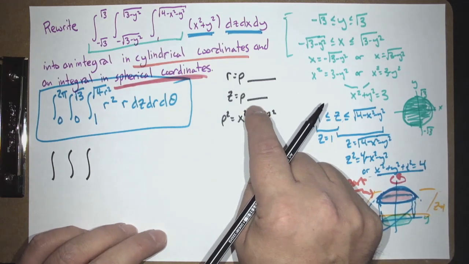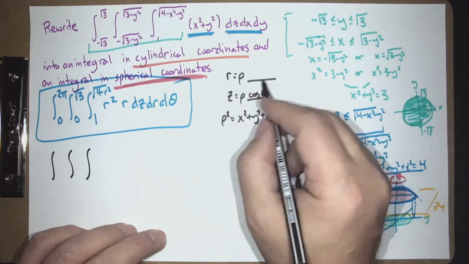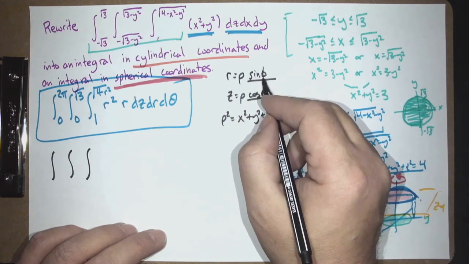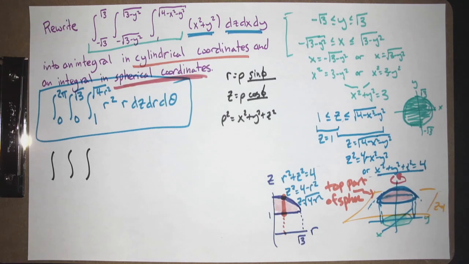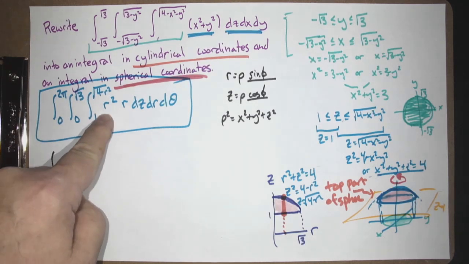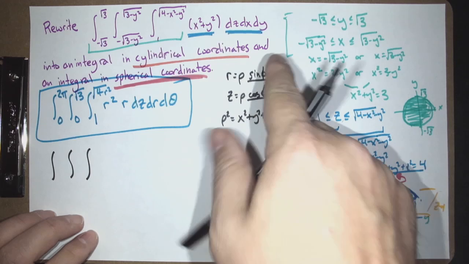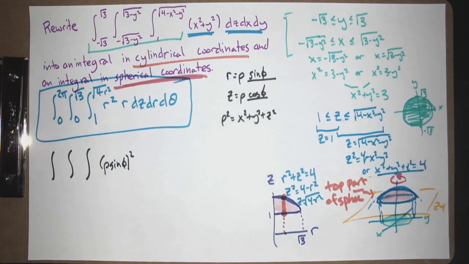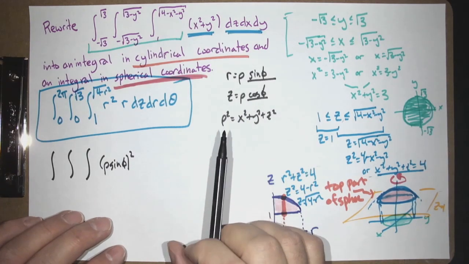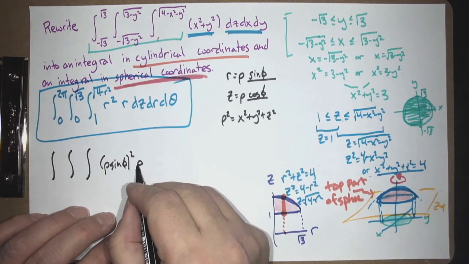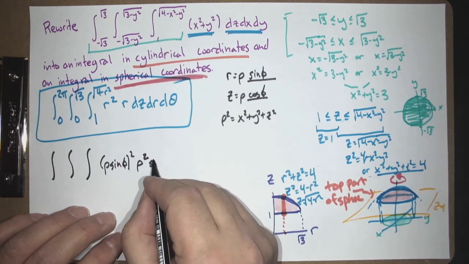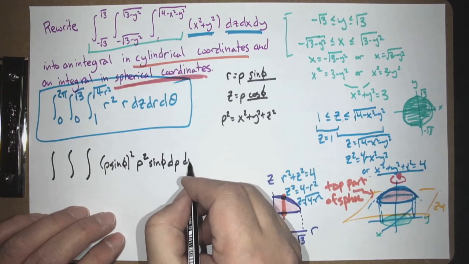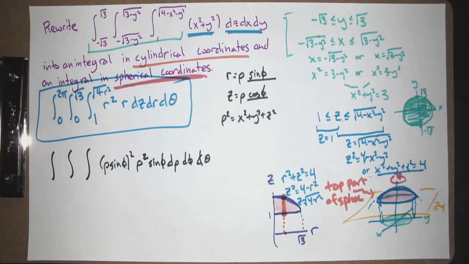Z equals rho? Yes, good. R equals rho sine phi. Okay, so if it's r squared, we say, oh, I know how to do an r. So you get rho sine phi squared. Okay, that's just the x squared plus y squared. What will dz dx dy become? Rho squared sine of phi d rho d phi d theta. Right? Think of the song. It'll carry you through.